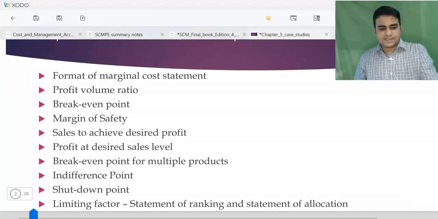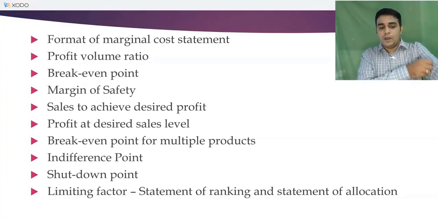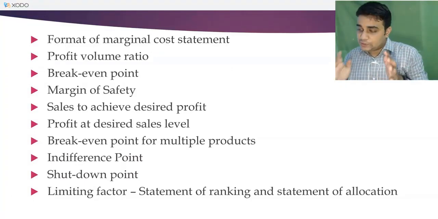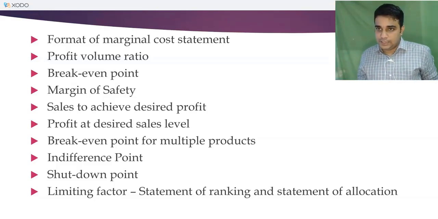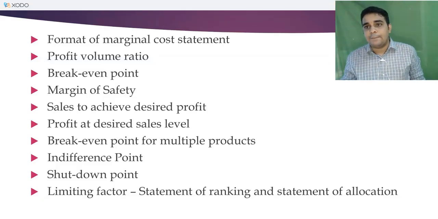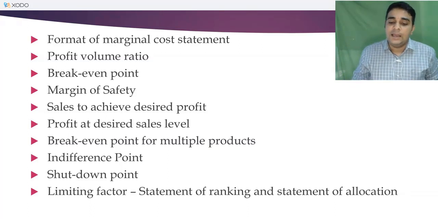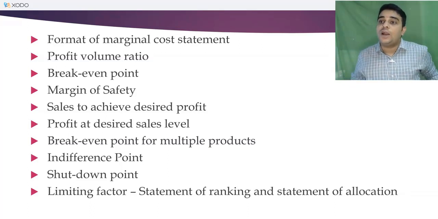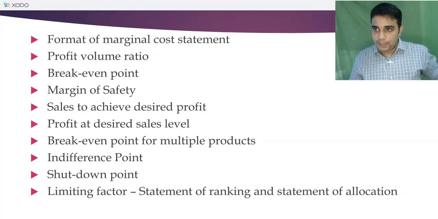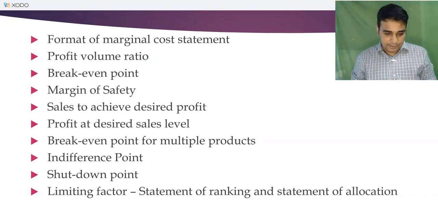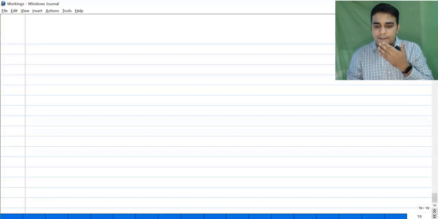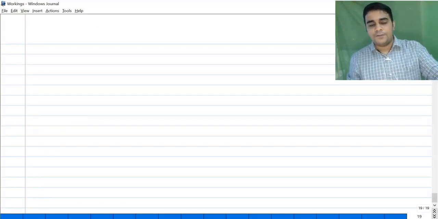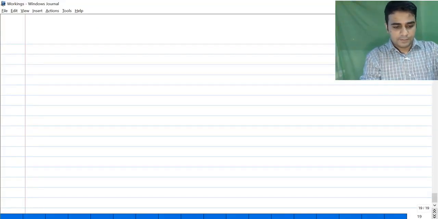So we have discussed a little bit on profit volume ratio. Profit volume ratio is a superior ratio as compared to net profit margin. Net profit margin may not help us in decision making. Okay. Now comes the break even point and margin of safety. It's a very simple formula. Now listen.